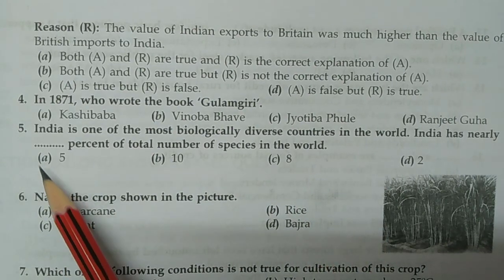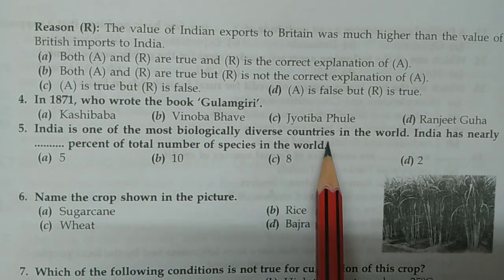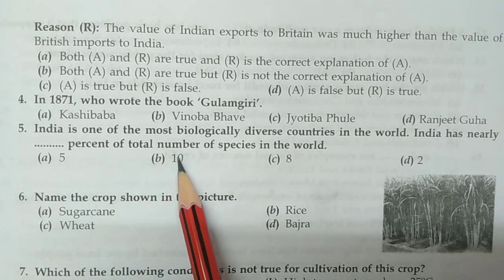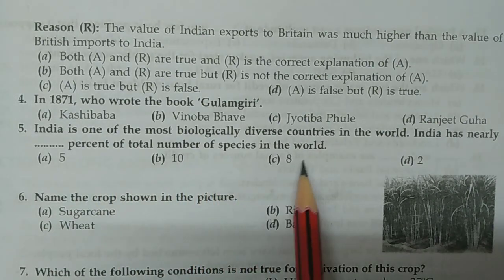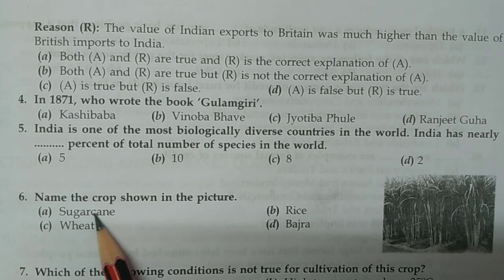Now question number 5: India is one of the most biologically diverse countries in the world. India has nearly blank percent of the total number of species in the world. You have these 4 options, you can find your answer and choose the correct one. Now question number 6: name the crops shown in the picture. Again it's a picture based question, and you have these 4 options and you can easily find the answer.